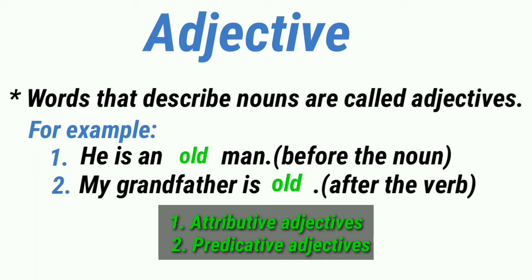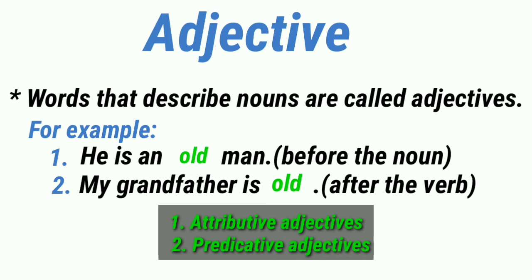For example, he is an old man. In this sentence, the word old is an adjective and is used before a noun. Second example, my grandfather is old. In this sentence, the word old is an adjective and is used after the verb.